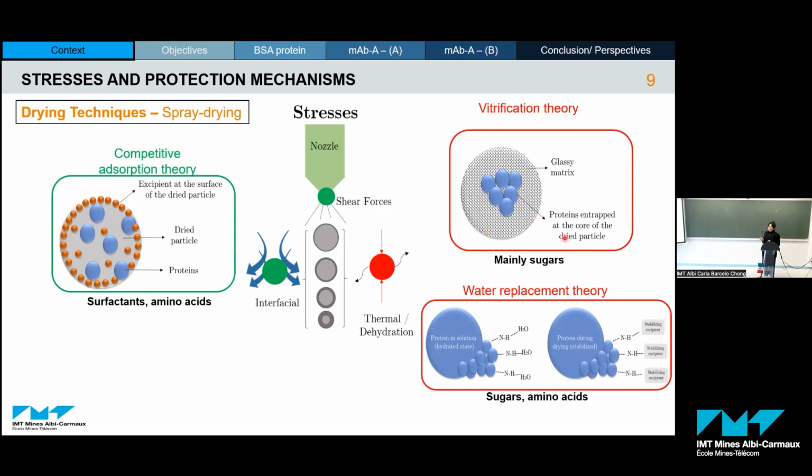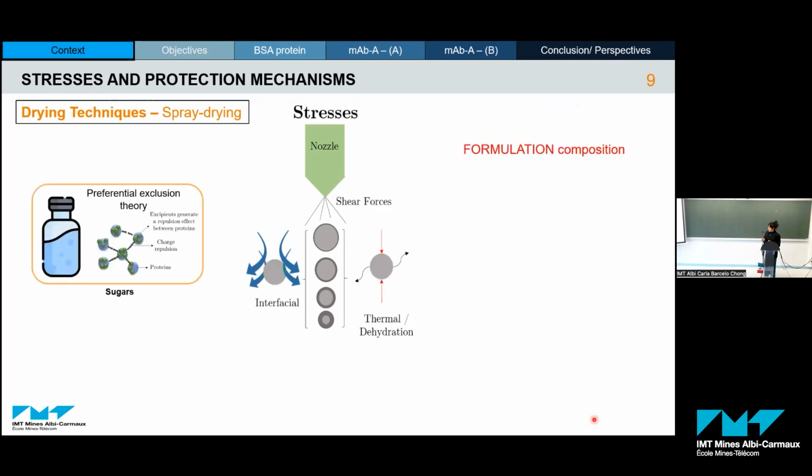This one is given mainly by sugars. And finally, for the dehydration stress, we have the water replacement theory. This theory explains that excipients such as sugars and amino acids will replace the hydrogen bonds between the protein and the water molecules to preserve the protein integrity and structure and avoid denaturation.